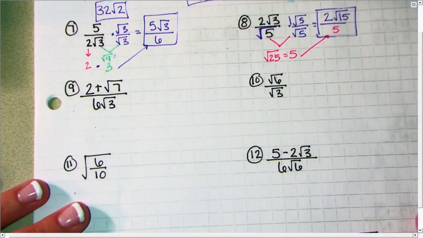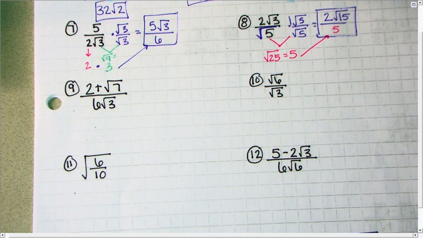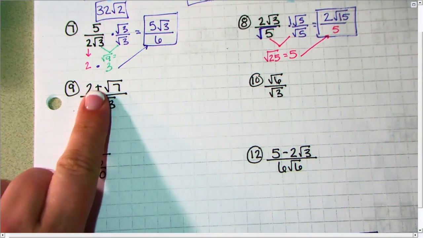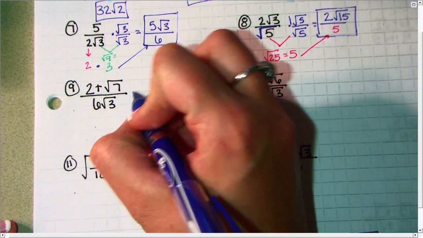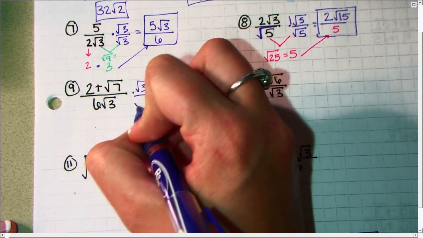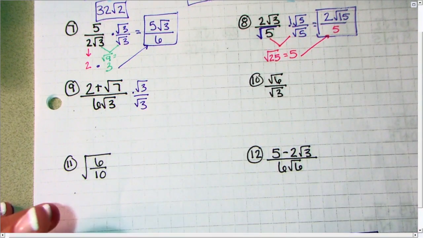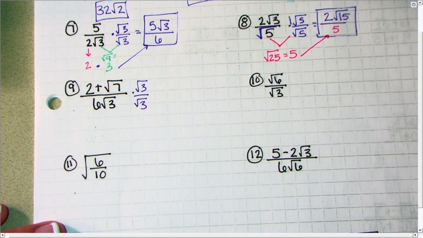Number 9 is another rationalizing question. It's not a conjugate because this plus piece is in the top, not in the bottom. So we're just going to multiply by the denominator. It is going to take a little bit more work because we do have that plus sign, but it's nothing that you can't handle. It's nothing that is more difficult. It's just a little extra step.